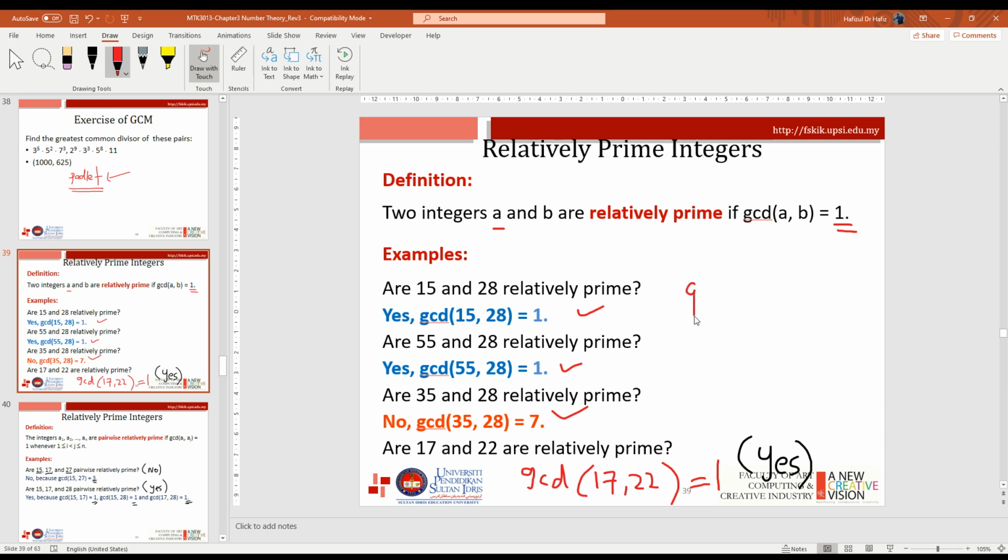For GCD 7 and 20, is this one relatively prime or not? Yes. Okay. 7 and 22, GCD is equivalent to 1. Yes. Okay.